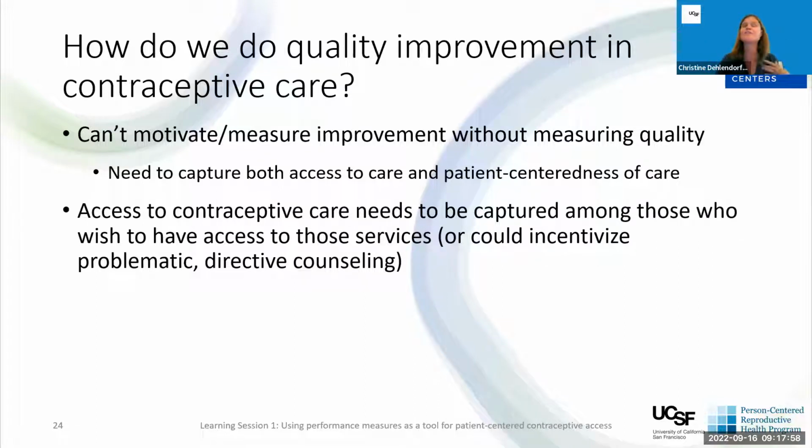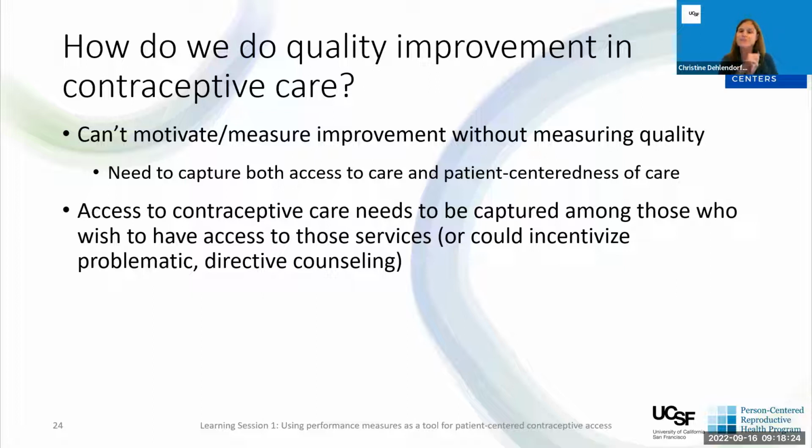Okay. So how do we do quality improvement in contraceptive care? We need to measure it, as Jamie already said. We have to know what we're going for so we can track it, right? So we can track, are we getting to our end goal? And that requires nuanced measures that capture both of these two pillars of quality contraceptive care, access to care and patient-centeredness. We want to be able to do both of those.